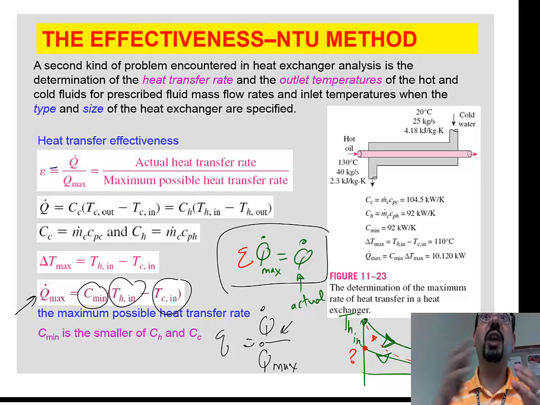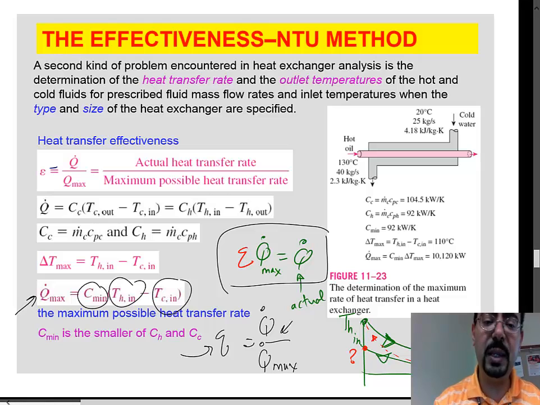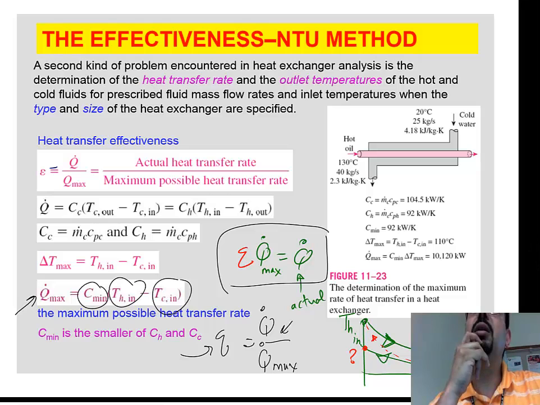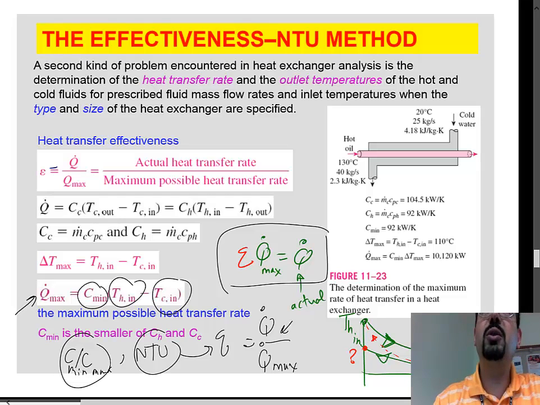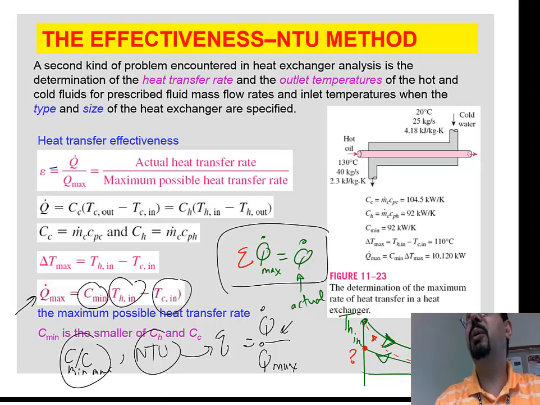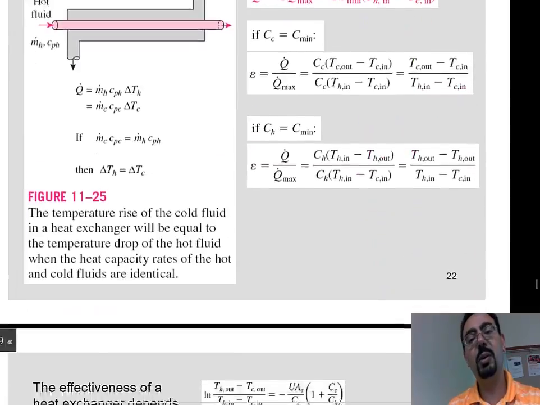But if you don't know the output and you actually have the U and A, and by the way, the U and A is here. So we finished last time, we gave a free quiz, free homework last time, saying that the area is actually here inside this epsilon. So C minimum over C max, and the number of transfer units, which is basically AU over C minimum. Those two, through the equations or through the chart, will give you this epsilon. All right? And from that, you can tell how much is the Q, and then you'll be able to tell how much the heat exchanger will actually do for you.